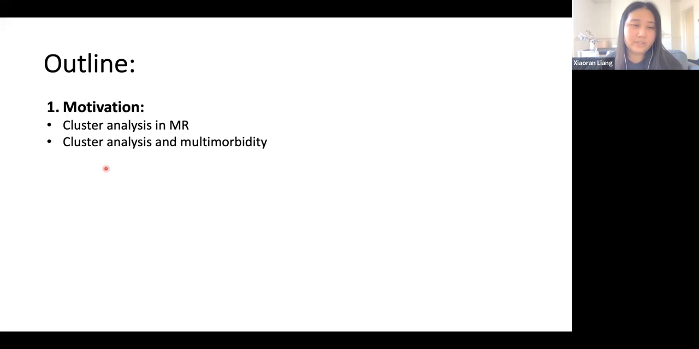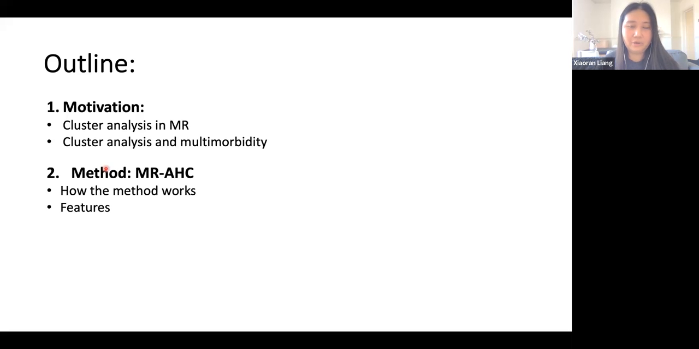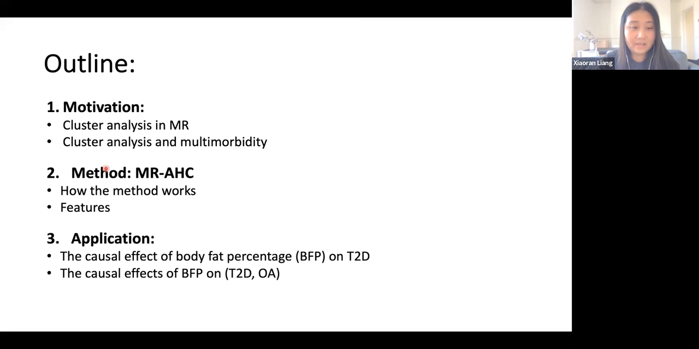I'll start by introducing why we want to do cluster analysis in MR studies and how we can use cluster analysis to understand the causal mechanisms for multi-morbidity. And then I will show you how our method works and the features and advantages of our method. And then I will show you some of the results when we apply our method to estimate the causal effect of body fat percentage on type 2 diabetes, as well as the causal effects of body fat percentage on a pair of multi-morbid conditions, type 2 diabetes and osteoarthritis.